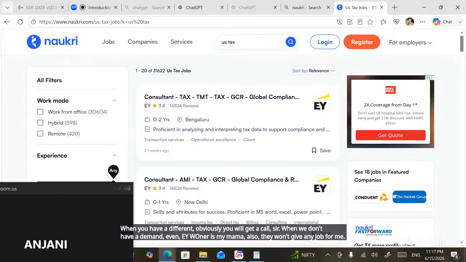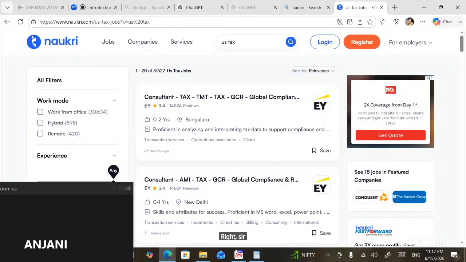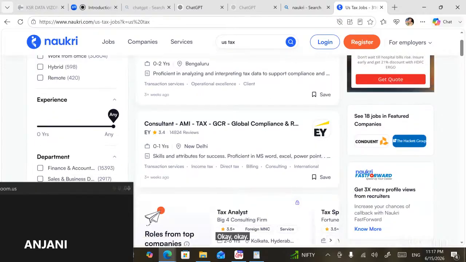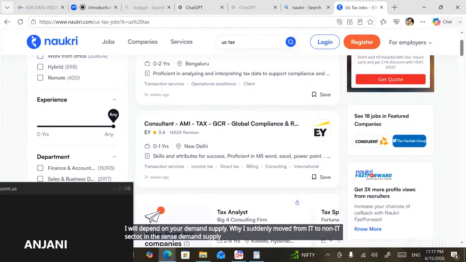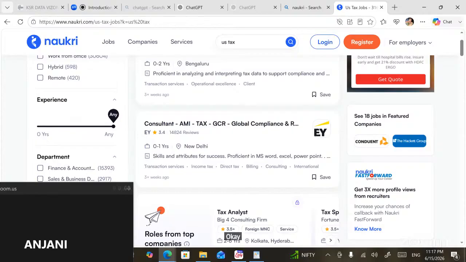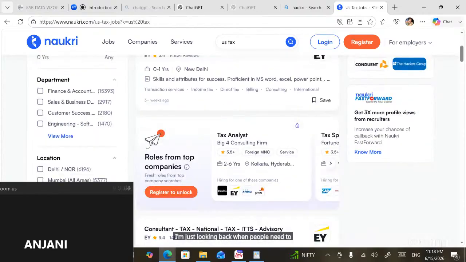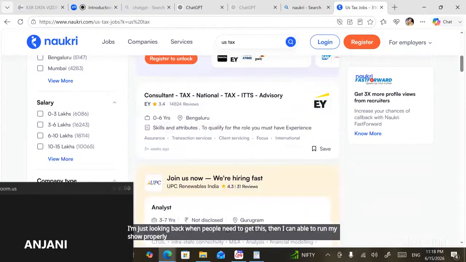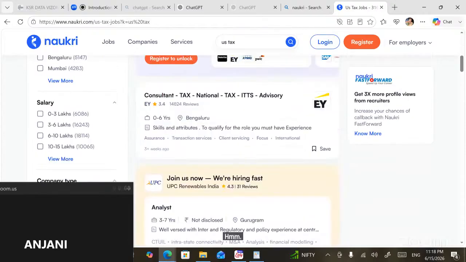Right, sir? I will depend only on demand and supply. Why did I suddenly move from IT to the non-IT sector? In the sense of demand supply. When you guys get jobs, I will earn more money. I'm not doing any charity for you guys. I'm just looking for the maximum number of people to get placed, then I can run my show properly. That's the only logic, sir.